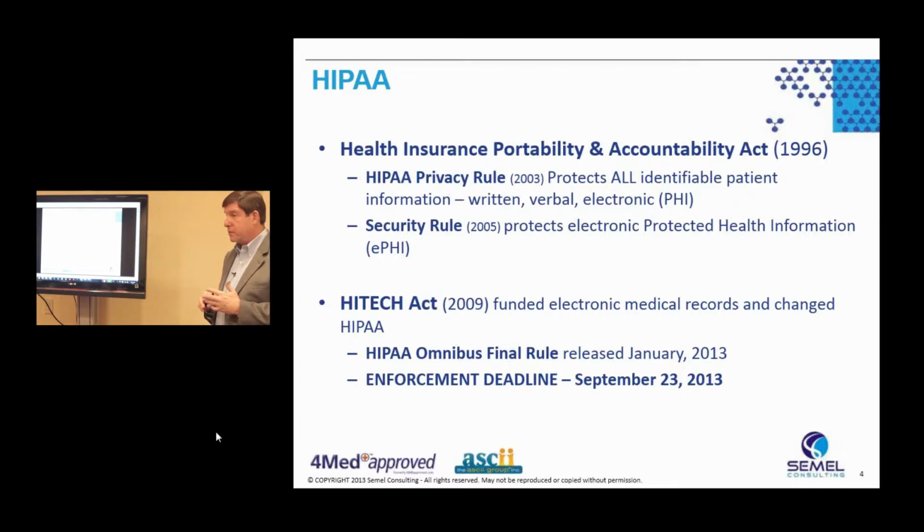What HIPAA morphed into is that in 2003, the privacy rule kicked in. The privacy rule governed all protected health information. So what's protected health information? It's the combination of the diagnosis and the patient's name. It has to be identifiable, or the treatment. So we had everything that was written. Paper charts were the big thing back then.